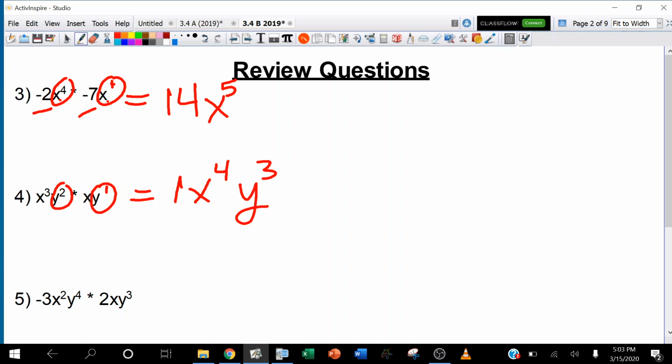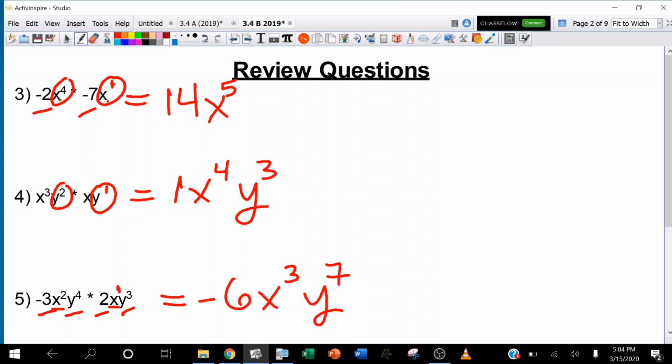And then for number 5, I'm going to do the coefficients first. Negative 3 times 2 is negative 6. And then for the x's, just note that this is x to the first. So I have x squared and x to the first. 2 plus 1 was 3, so that would be x cubed. And then for the y's, I'd have y to the 4th and y cubed. 3 plus 4 would be 7. So that would be y to the 7th.